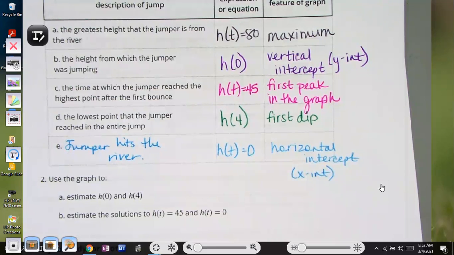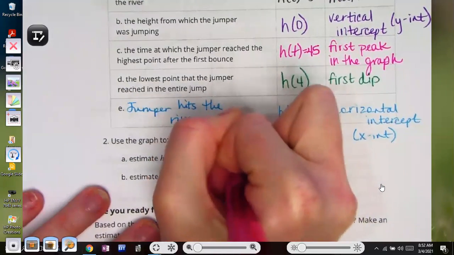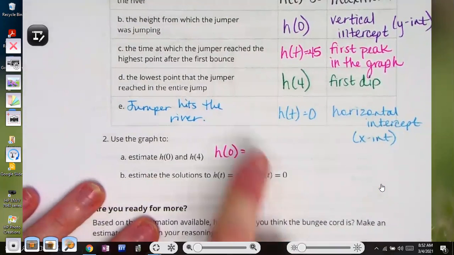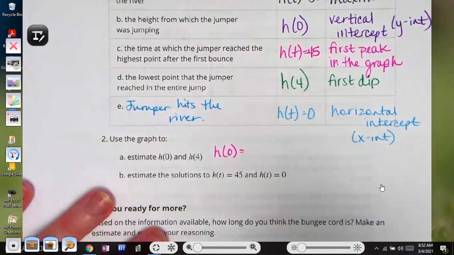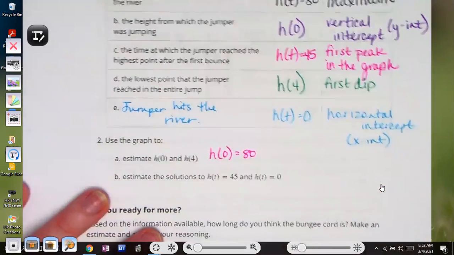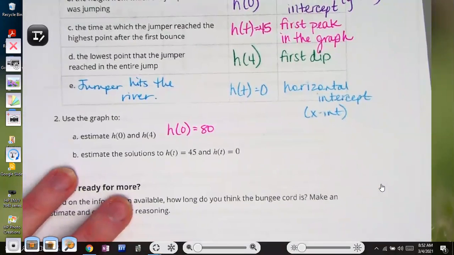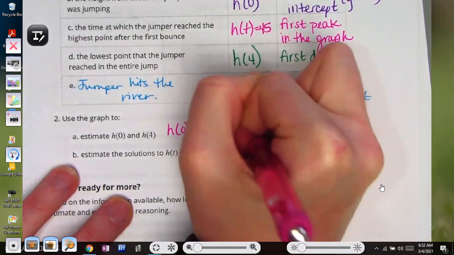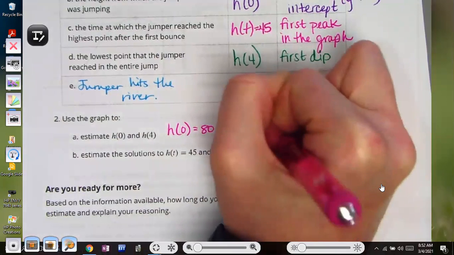All right, let's look at it. So we have h of 0. We want to know what the height is after 0 seconds. Someone tell me what the height is after 0 seconds. 80. All right, next one. It wants us to know what the height is after 4 seconds. What is it? 10.